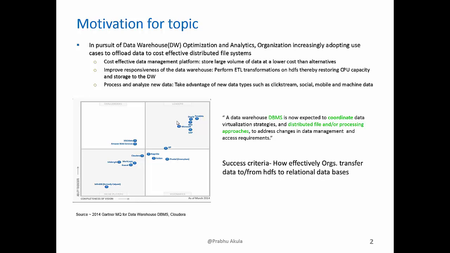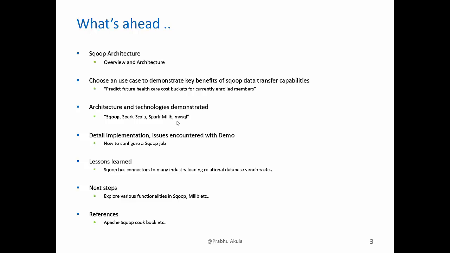By doing so, they would like to realize the cost benefit as well as have access to a more distributed file system and more capacity, and they could also expect to take advantage of new data types such as clickstream and social and mobile data and have a competitive advantage compared with their competitors.